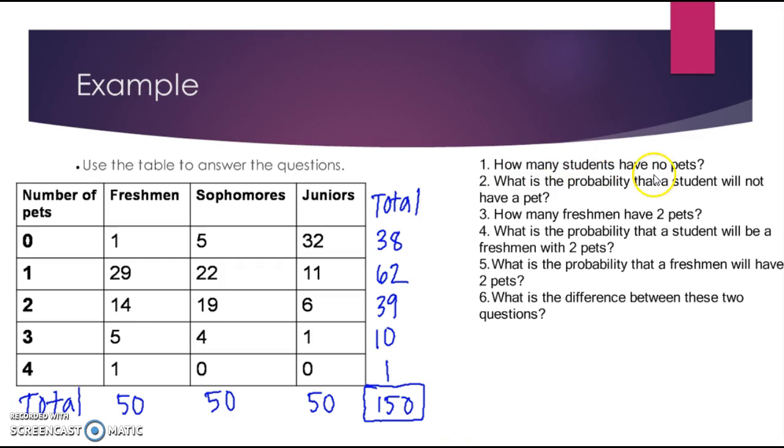So for number 1, I want to know how many students have no pets. So I'm going to come to the 0 pets line, and I want to find my total. So the total of students with no pets is 38.